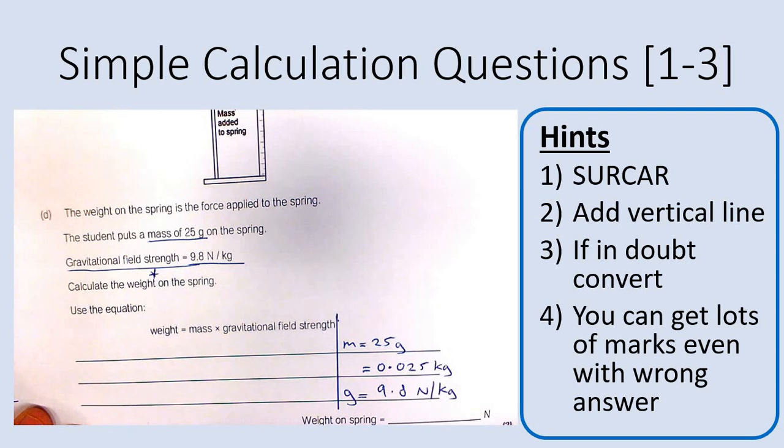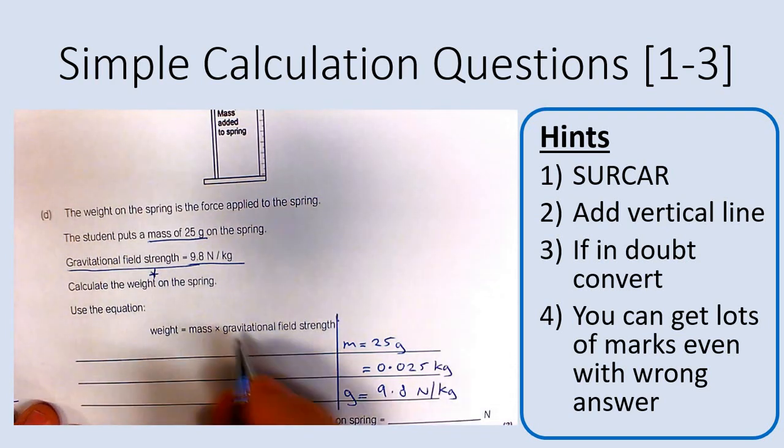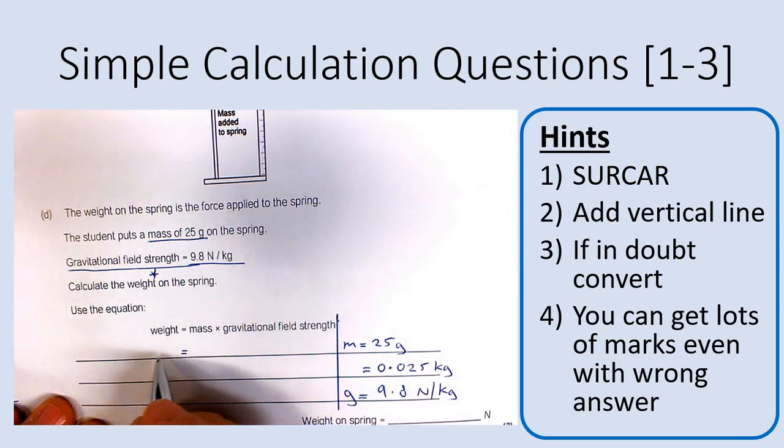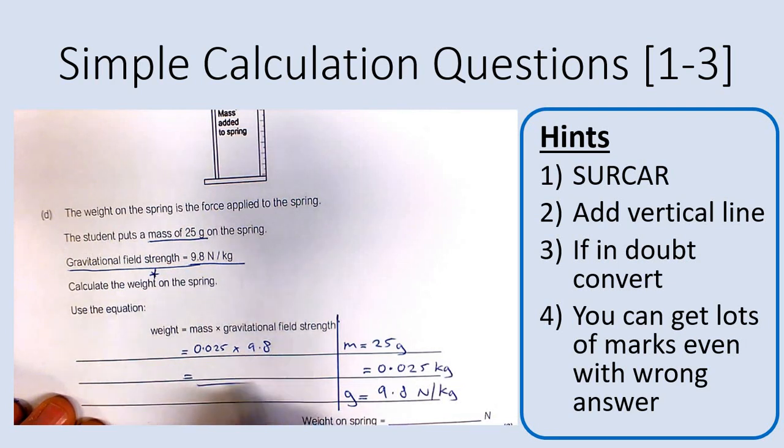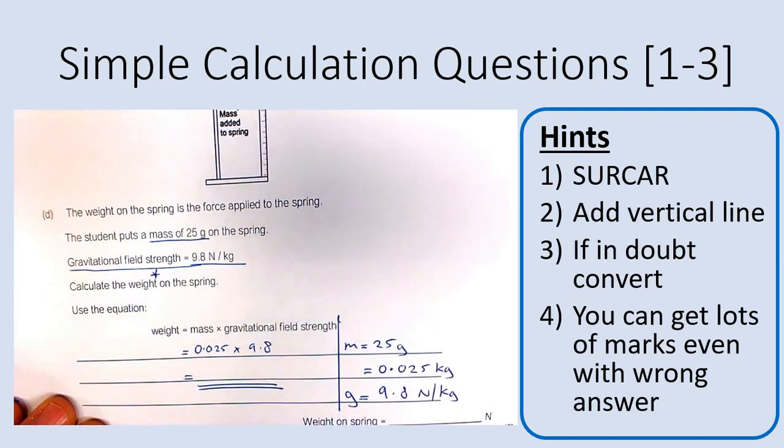Okay, so the next thing I do is I add in the values. There's my formula there, I'm just going to put it right underneath that so I remember exactly where it is. So weight is mass, which is 0.025, times 9.8. I've got another mark for doing that, and my final mark comes for calculating the answer, which I'm not going to do right now.